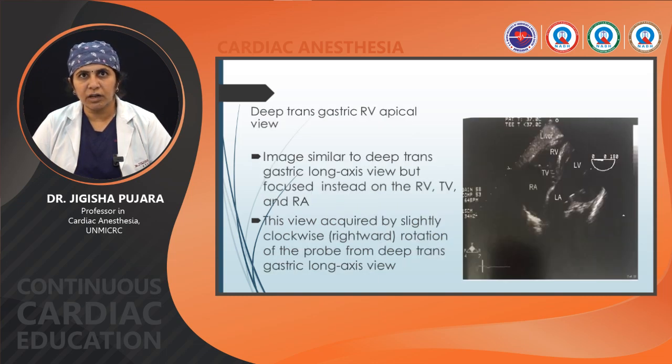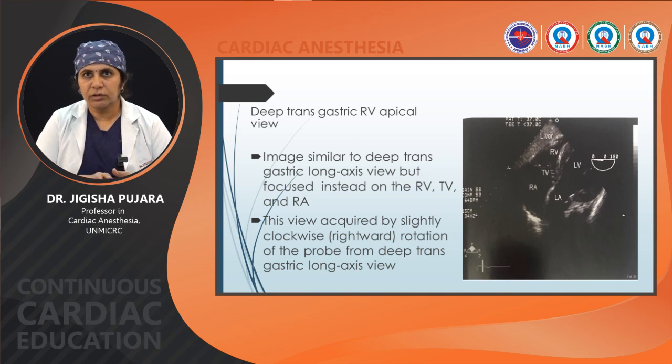Deep transgastric RV apical view. The image is similar to the deep transgastric long axis view but focuses instead on the RV, tricuspid valve, and the RA. This view is acquired by slightly clockwise or rightward rotation of the probe from the deep transgastric long axis view. Here in the image you can see the RA, tricuspid valve, RV, and here the LA and the LV.